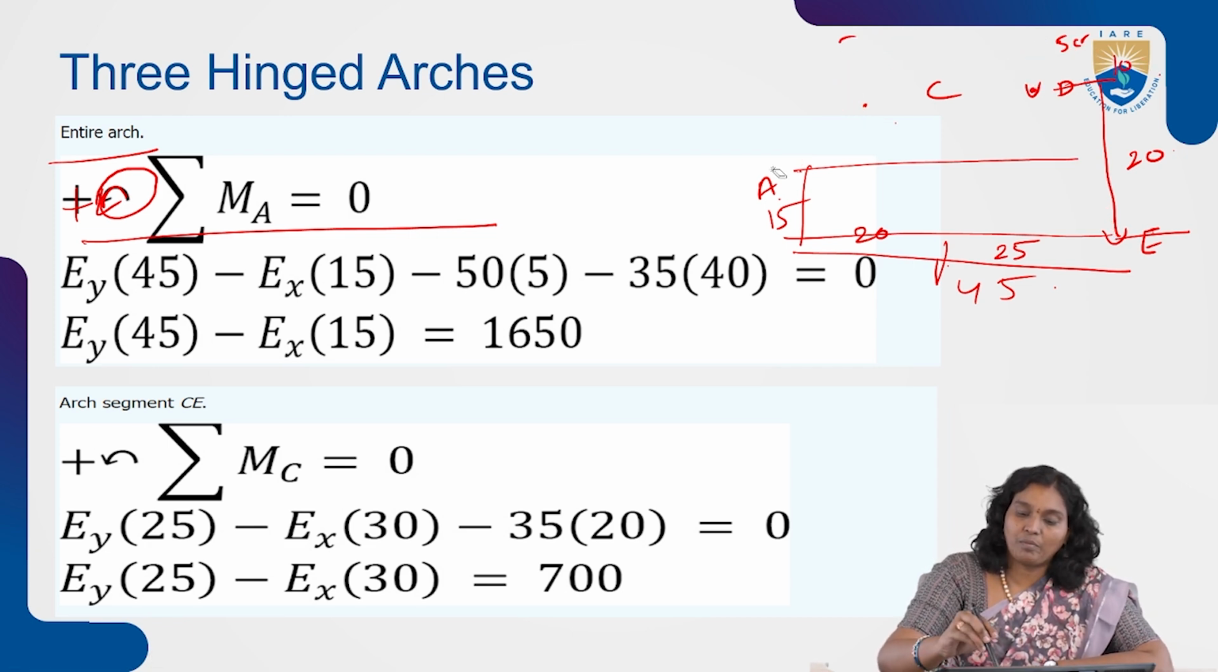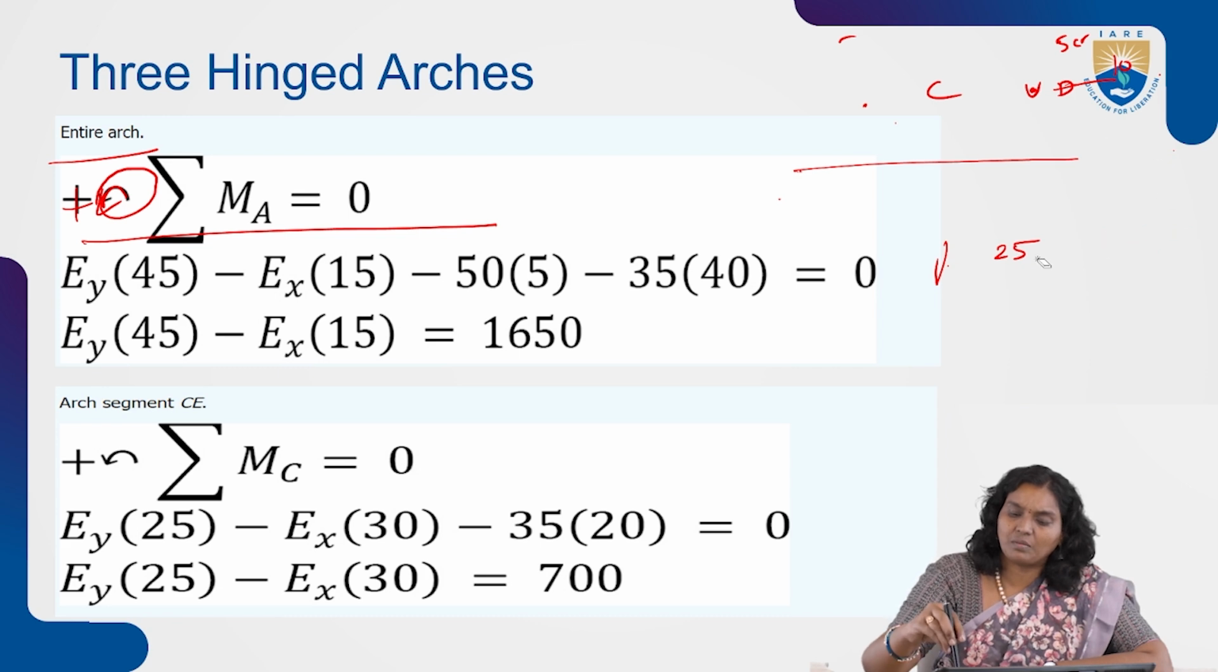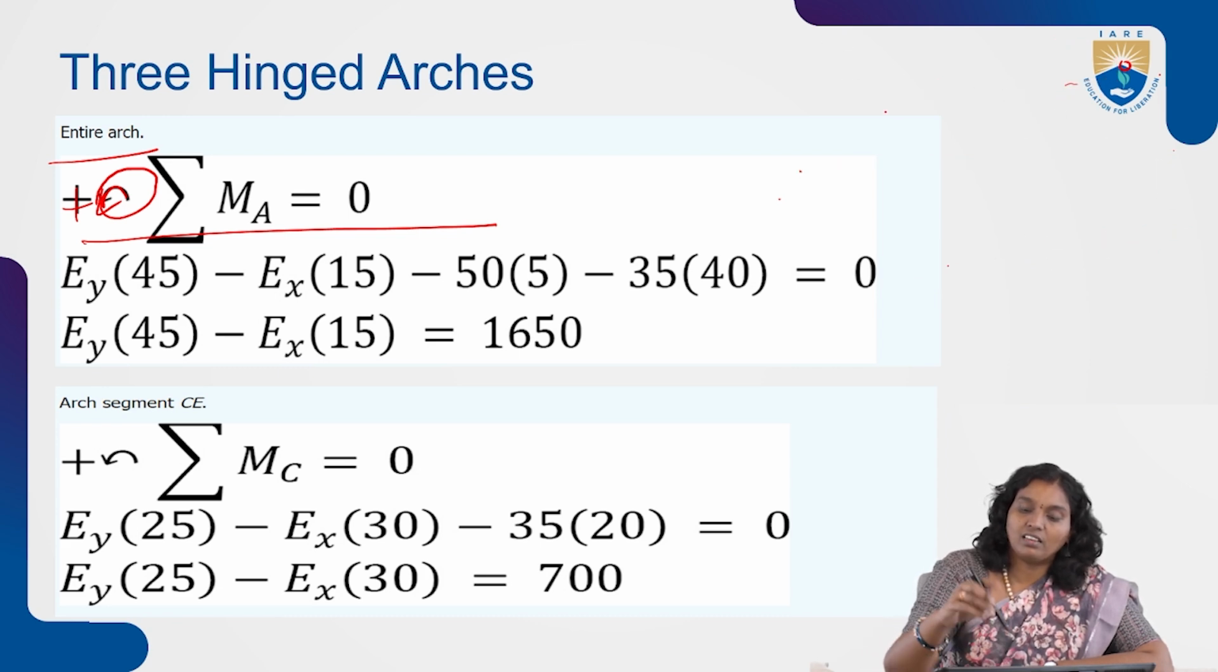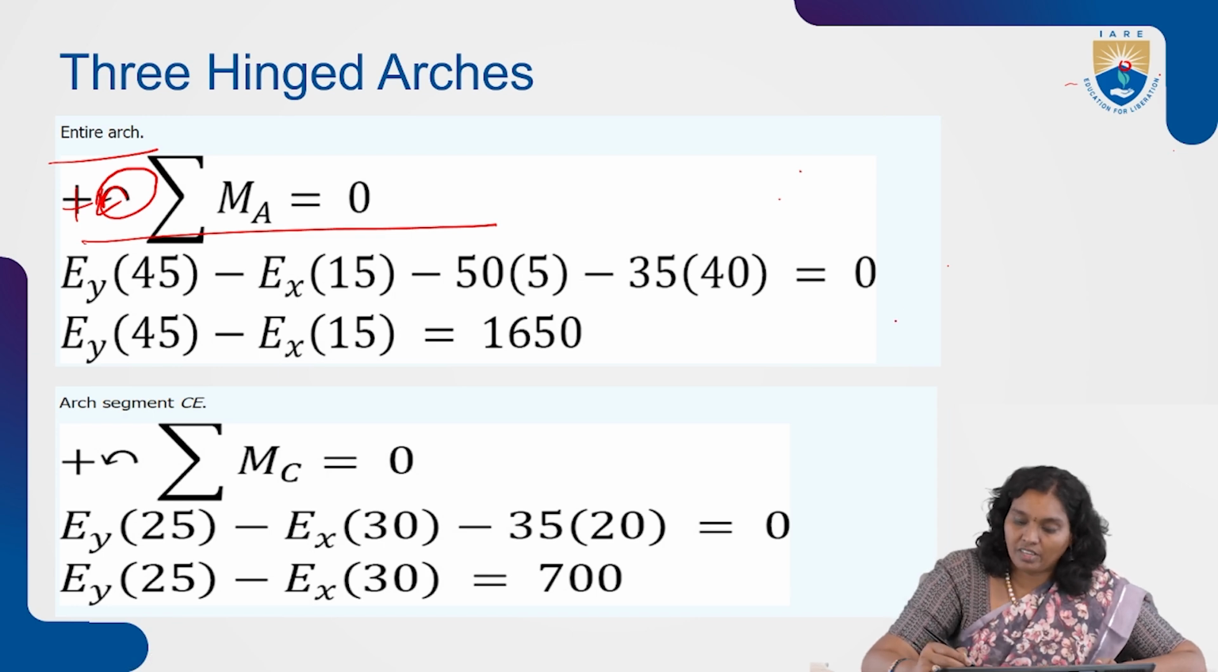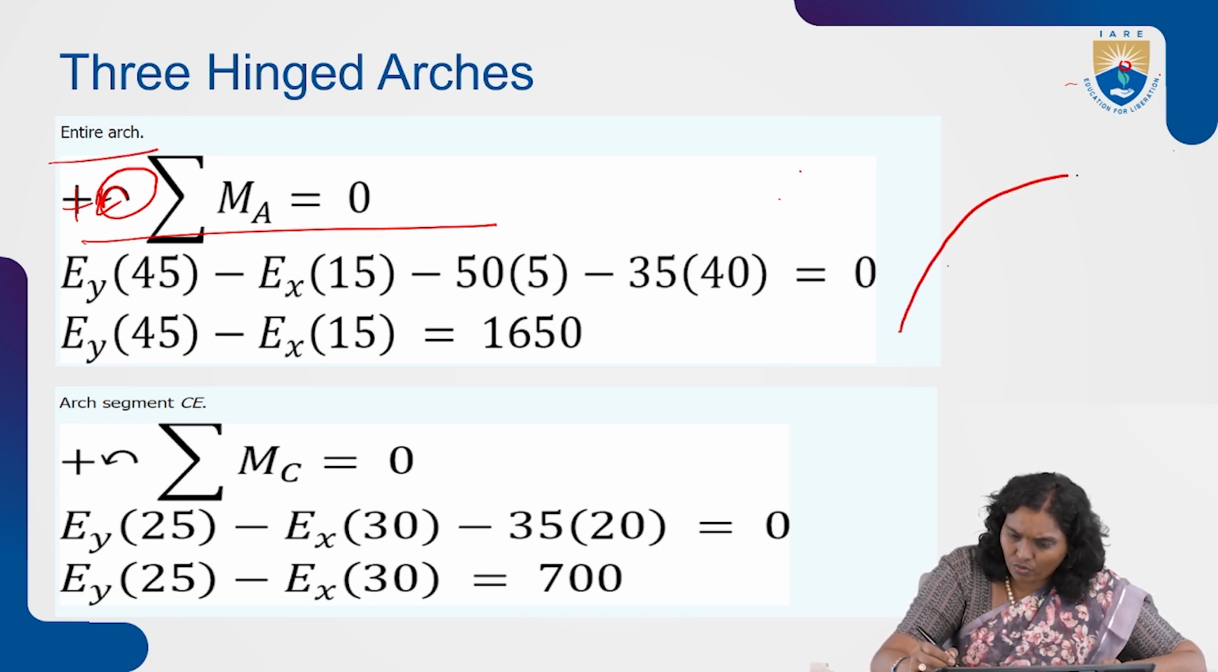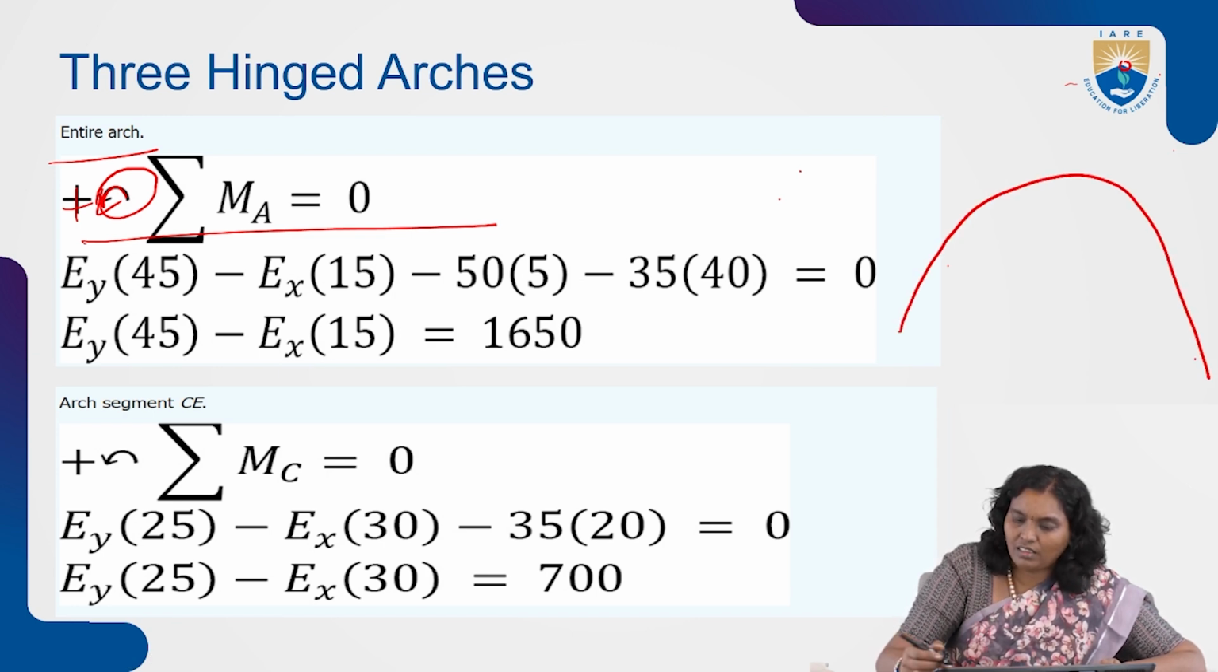So this is the diagram. I will draw it very neatly. Here some disturbance is there, so it is not clear. So clearly we draw the distances, from where to where. This is the thing. From A to E.